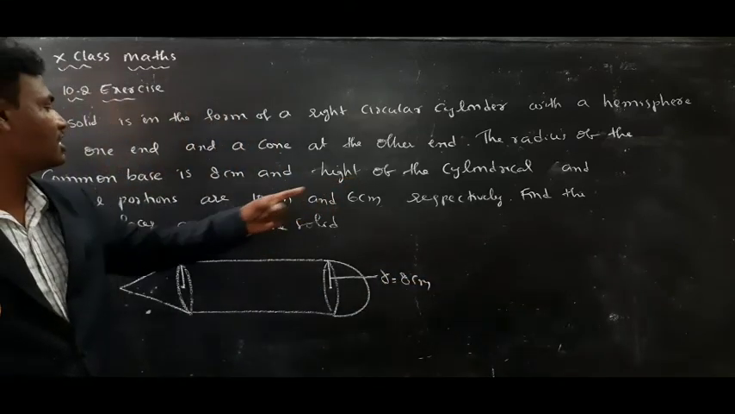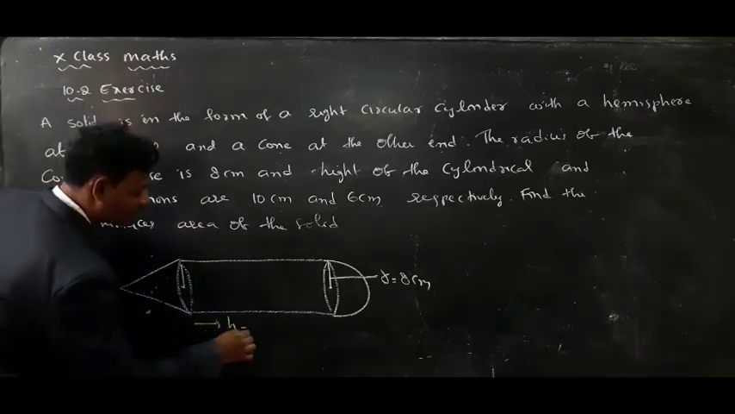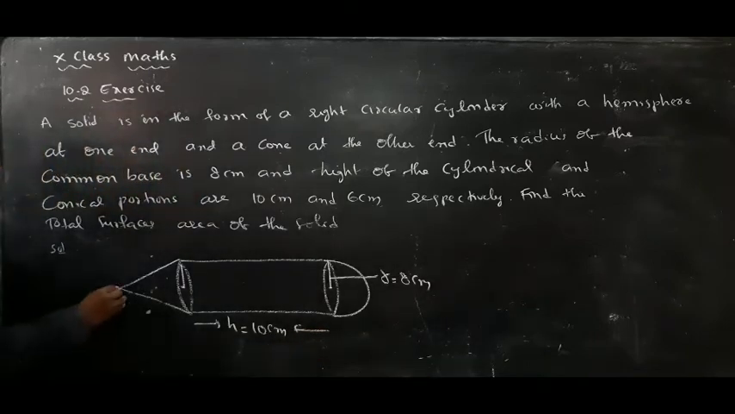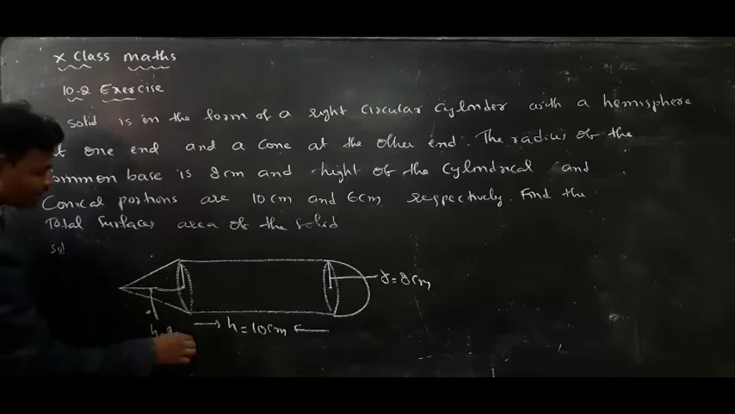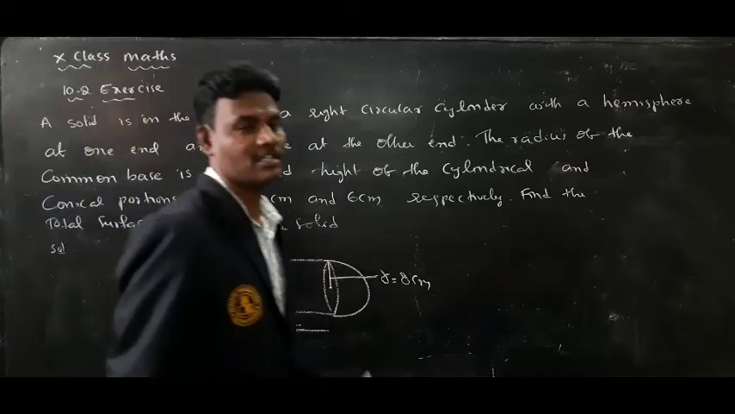The heights of the cylindrical and conical portions: the height of the cylinder H is equal to 10 centimeters, and the height of the cone H is equal to 8 centimeters. Then find the surface area of the solid.